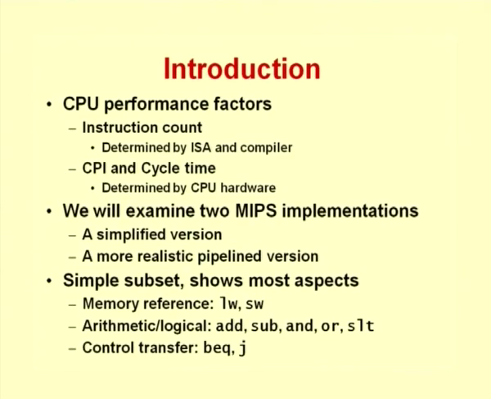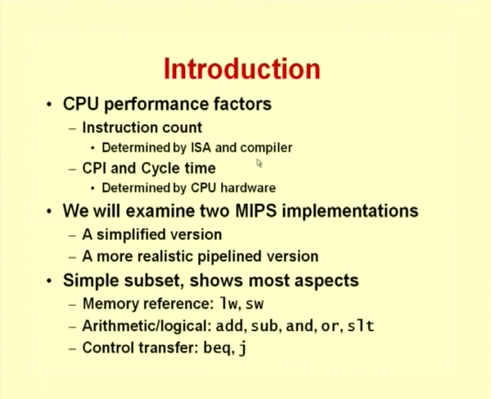Now, coming to the different performance factors that we normally look at when designing the control unit. One factor that we consider is the instruction count, and the two other factors that we consider are the CPI and the cycle time. Instruction count basically is the number of instructions that would be required to execute a given program. This would be normally determined by the instruction set architecture, that is the set of instructions that are made available, and the compiler.